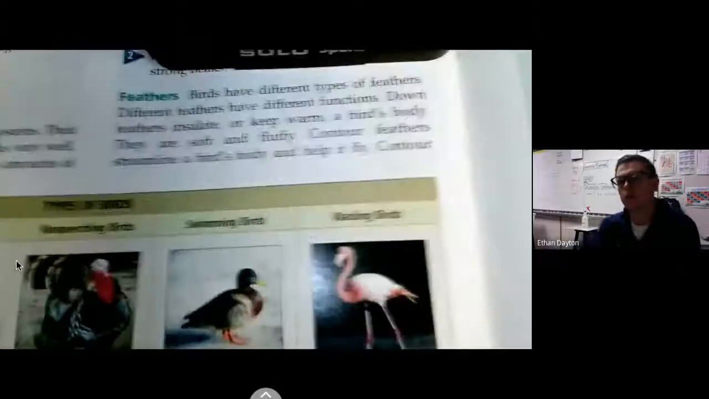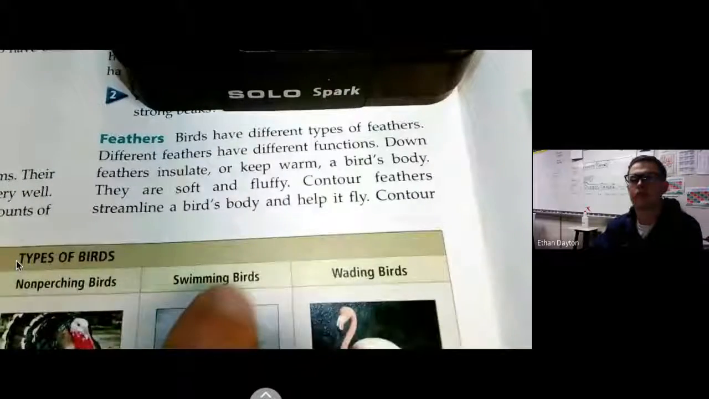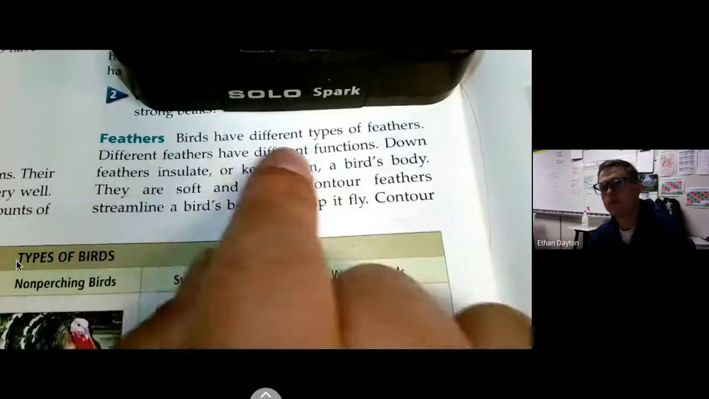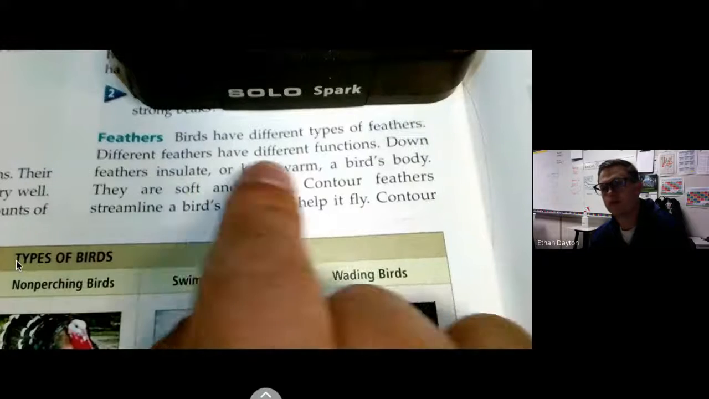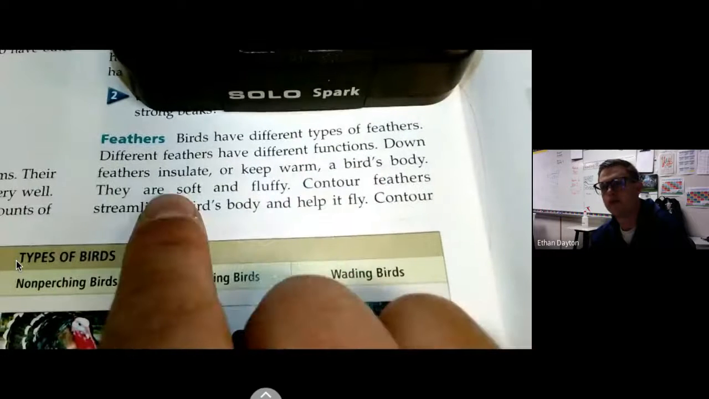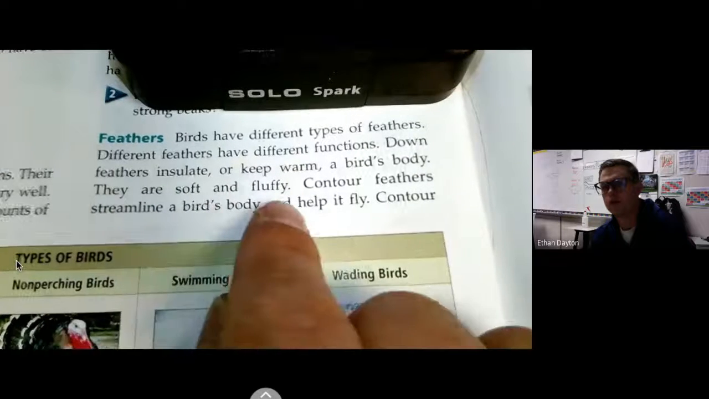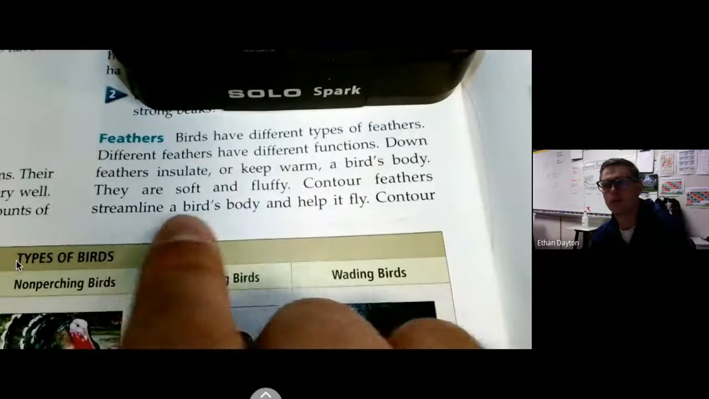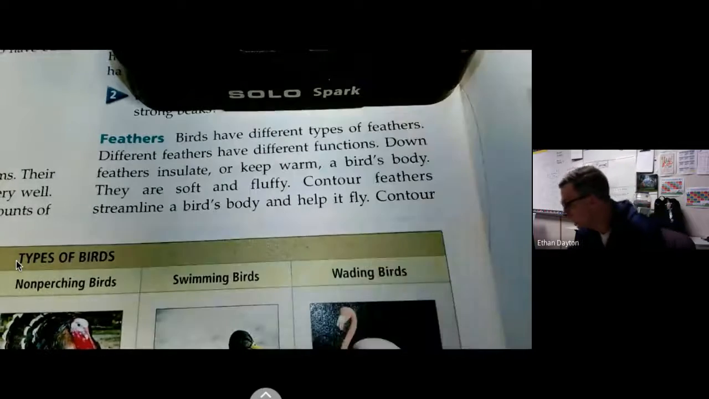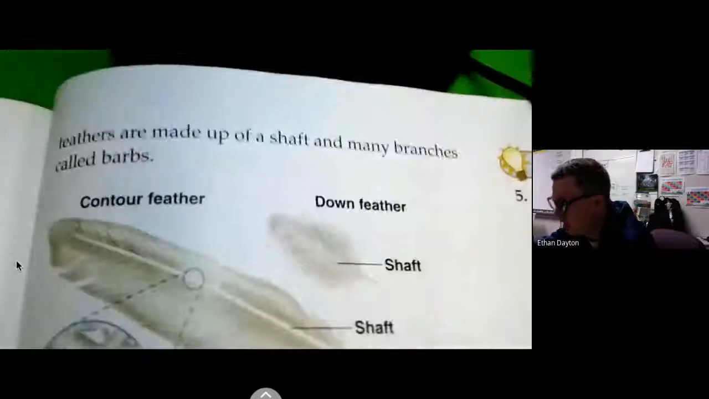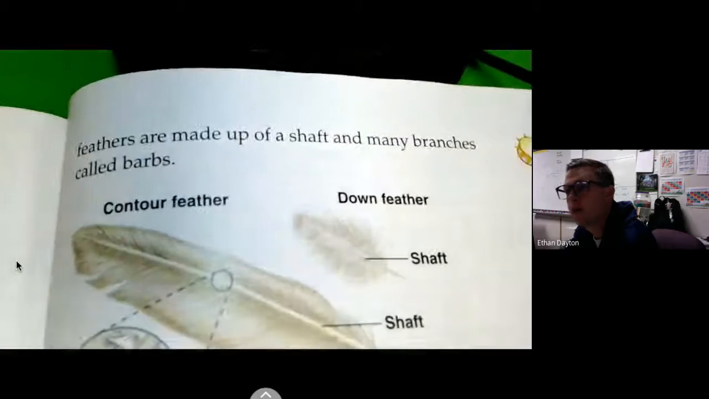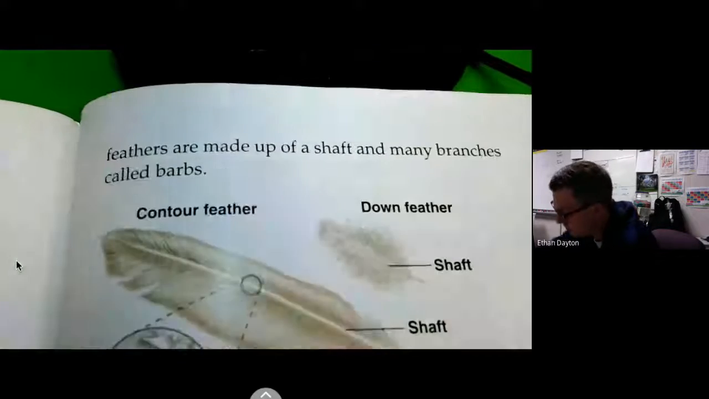Okay, moving on to the next section of the text, we have feathers. Birds have different types of feathers. Different feathers have different functions. Down feathers insulate, or keep warm, a bird's body. They are soft and fluffy. Contour feathers streamline a bird's body and help it fly. Contour feathers are made up of a shaft and many branches called barbs.